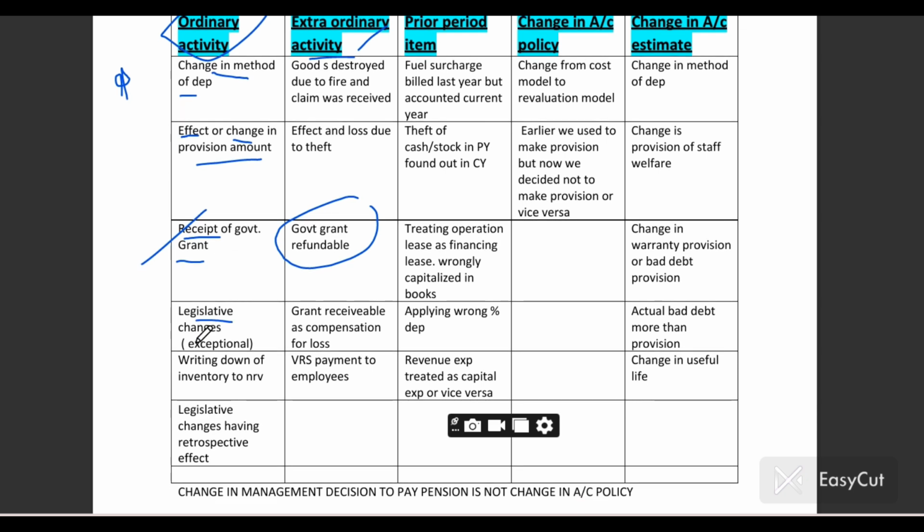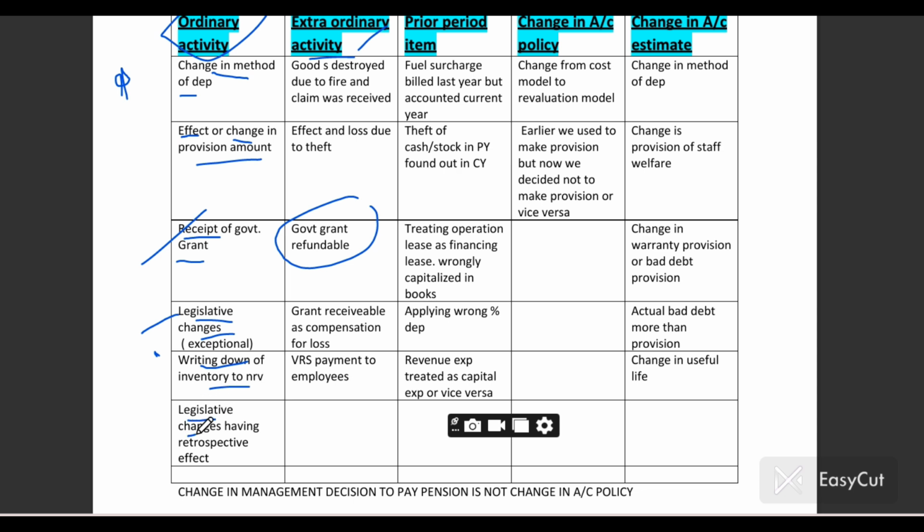If there are any legislative changes, because in today's world there are so many changes in law, this is a normal course of business. So legislative changes is an ordinary activity. If you are writing down inventory to NRV, it is a normal course of business. Okay, so it is an ordinary activity.